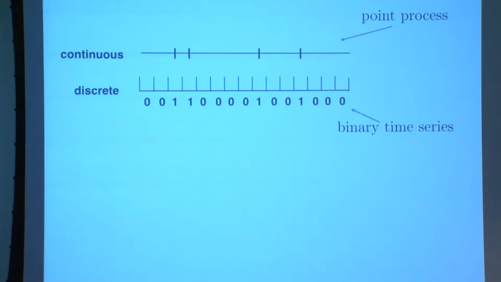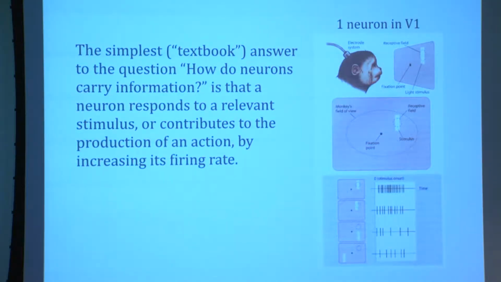The natural statistical framework for this is point processes. The data come typically as binary time series, sequences of zeros and ones, let's say in 1 millisecond time bins, a 1 if there's a spike and a 0 if there's not. But the simplest textbook answer to the question, how do neurons carry information, was established in a bunch of work now quite a long time ago, and it's still a dominant answer in the field. It's that the neuron responds to a relevant stimulus or contributes to the production of an action by increasing its firing rate.